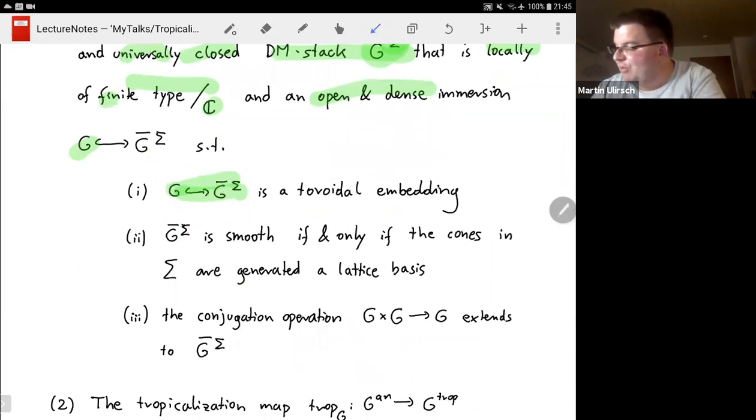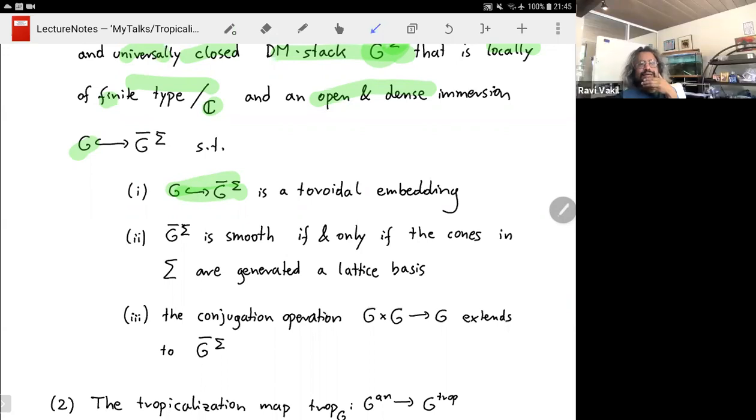This thing here is smooth if and only if the cones in sigma are generated by a lattice basis, like what you would expect for toric varieties. And this is also a reason why sometimes we need a stacky structure, because the complicated symmetry sometimes forces you to get some singular cones in there. And by taking the stacky fan structure, you just resolve some singularities. And you also know that there's the conjugation operation of G on itself that extends to this compactification.